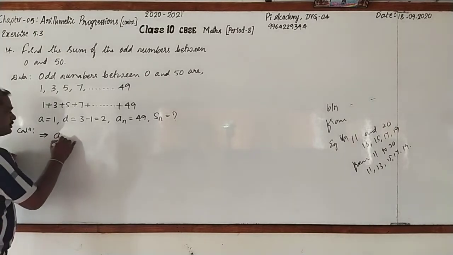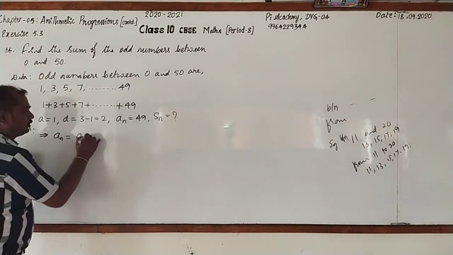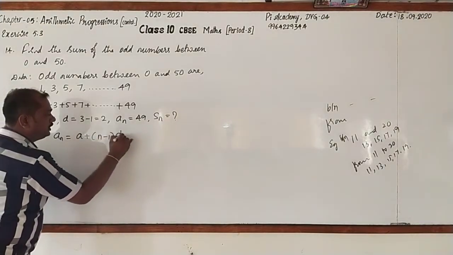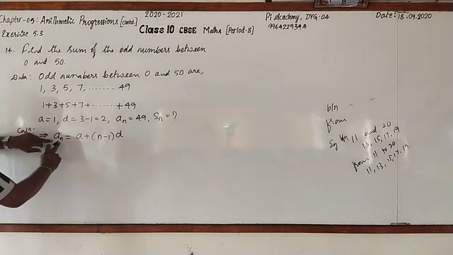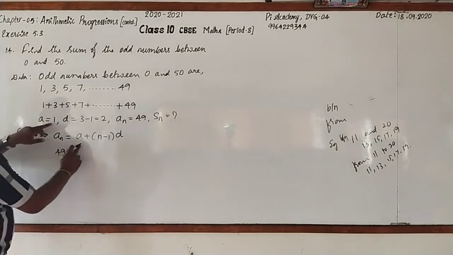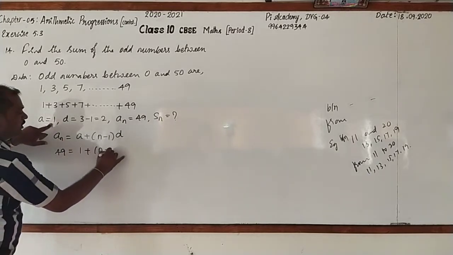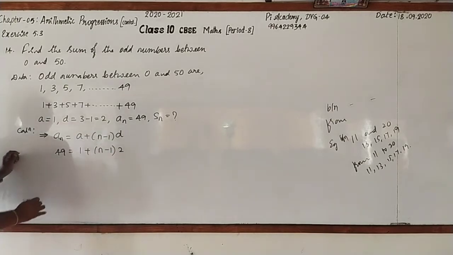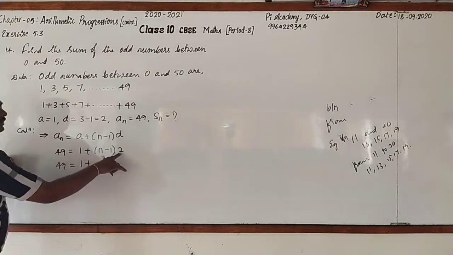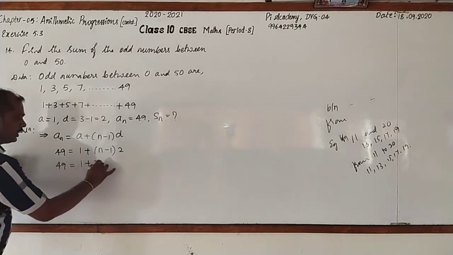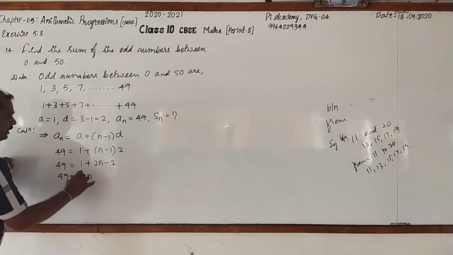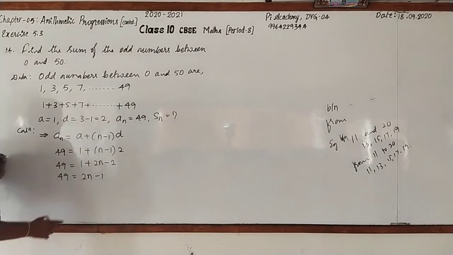To find out the number of terms, we have a formula. That is an equal to a plus n minus 1 into d. Now, an is given, the last term, this is 49, is equal to a. a is 1, n is unknown, where common difference is 2. It is 49 is equal to 1 plus n minus 1 into 2. Multiply 2. 2 into n, 2n. 2 ones are 2. Then 49 is equal to 2n, 1 minus 2 is minus 1.